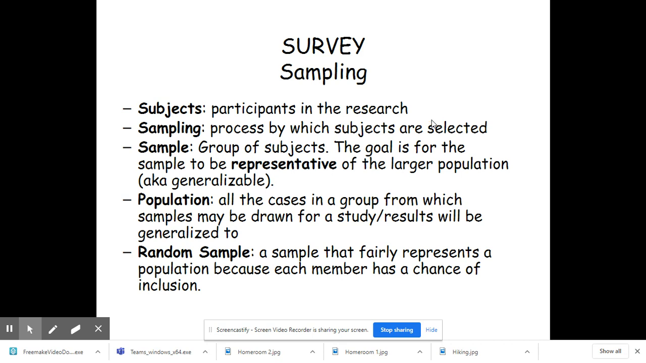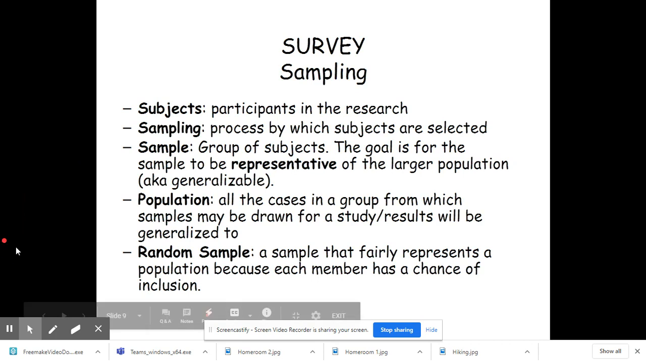Okay, when we're sampling, the group of subjects is called the sample. Our goal is for this sample to be generalizable, to be representative of the larger population of Ardrey Kell. So you don't want it to just be all white kids, all black kids, all Indian kids. That would not be representative of the larger population. You don't want it to be all seniors, all freshmen. You can't necessarily generalize that.